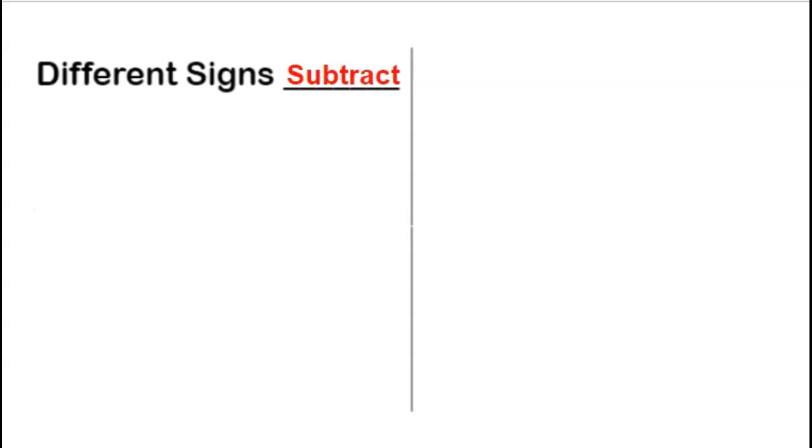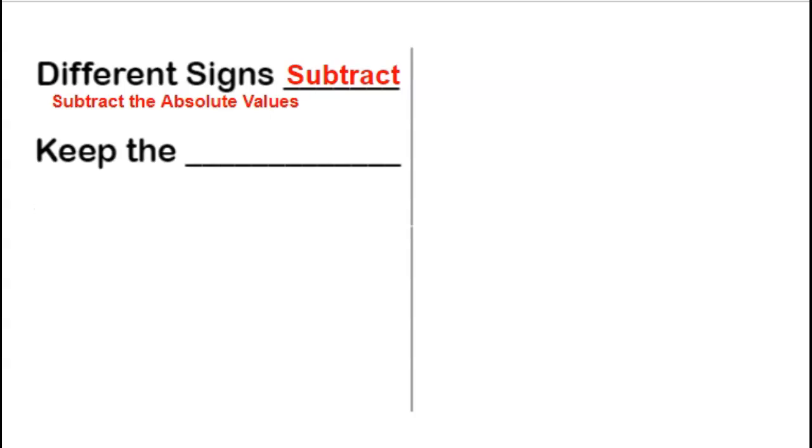Next, we'll look at adding different signs. So if we have different signs, we'll subtract the absolute values. So we're not subtracting the numbers that are given, we are subtracting their absolute values. And after we subtract their absolute values, we keep the sign of the larger. And it's not the larger number, it's the larger absolute value.